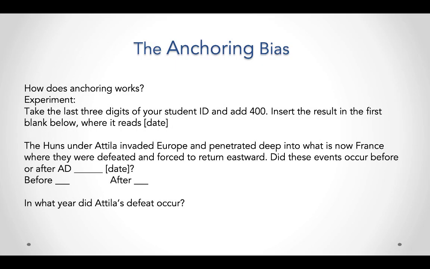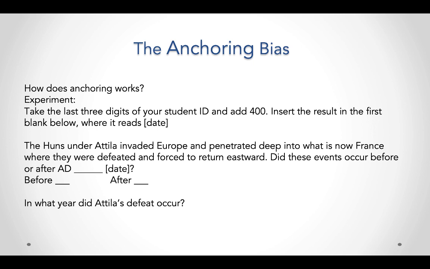So one of the biases that comes from availability bias is called the anchoring bias. Very strong, very powerful. How does anchoring work? Well, let's start with an experiment, and this is going to be very interesting. Take the last three digits of your student ID or social security number or whatever other phone number and write them down. Add 400 to it and insert the result in the first blank below, where it is the date.